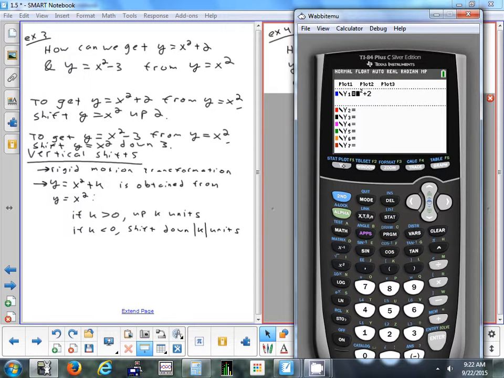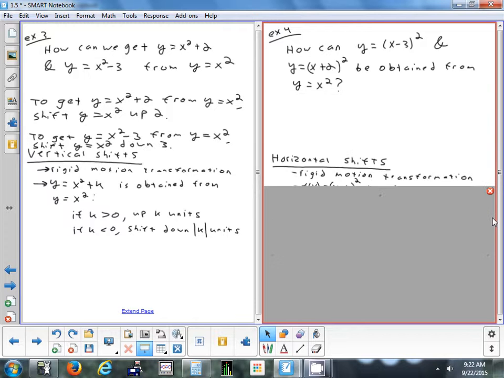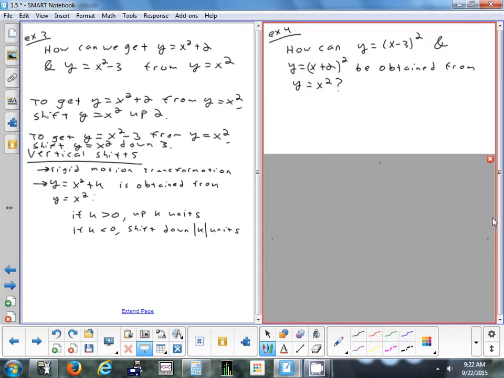All right, so let's take x -3 squared. And it actually shifted it to the right. Okay. So this one is a little tricky to remember. All right, so how could we get that? To get y equals x -3 squared, shift y equals x squared right 3 units.